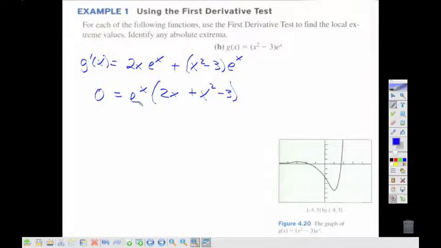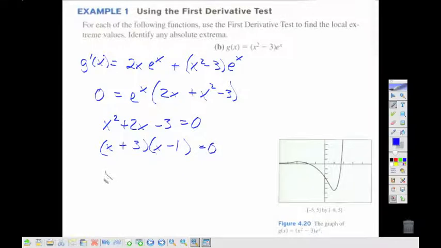So if I'm going to set this derivative equal to 0, notice I don't have to worry about e to the x. We should remember that e to the x is never negative, it's never equal to 0, it's always positive, and so really the only factor I have to look at is this x squared plus 2x minus 3. We can factor that to get x minus 1 and x plus 3, and so those changes are going to happen at x equals negative 3 and 1.